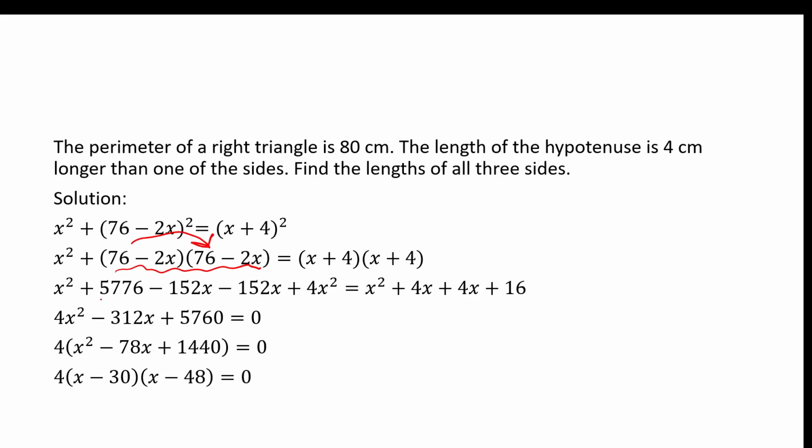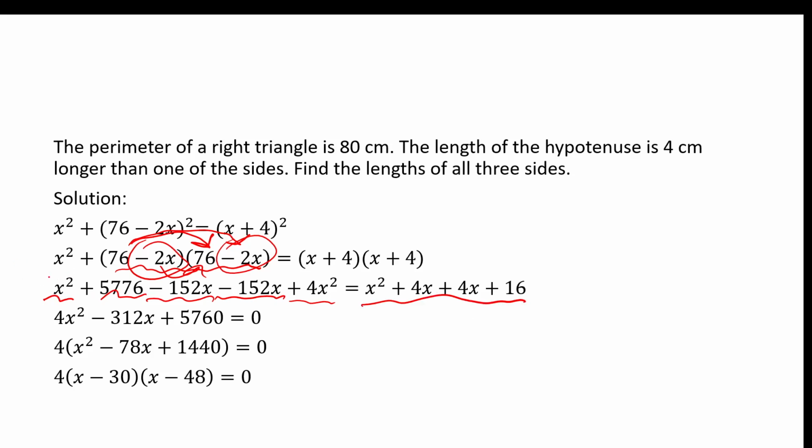76 times 76 is 5,776. 76 times negative 2x is negative 152x. Negative 2x times 76 is another negative 152x. Negative 2x times negative 2x is positive 4x squared. Now we still had that x squared at the start. On the other side, we have x plus 4 times x plus 4, which expands out to this.